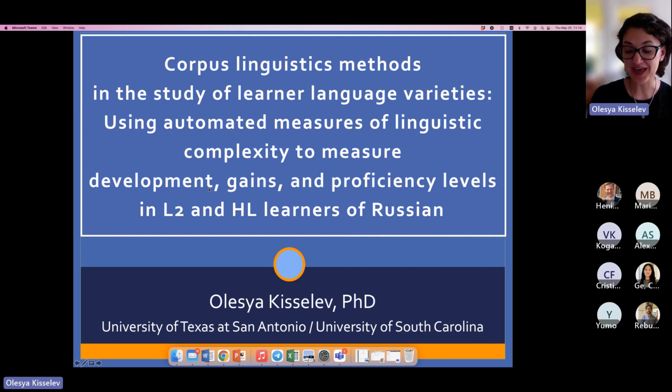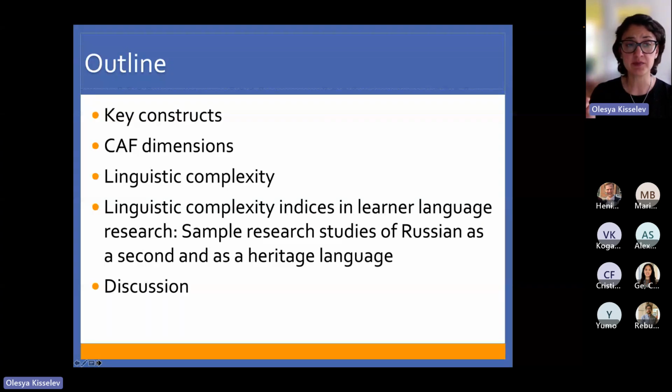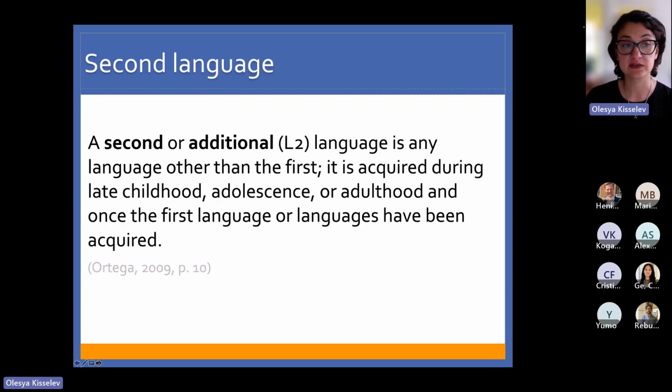Russian is the language I mostly focus on as of right now, at least, although I do hope to expand my research into other heritage languages as well. So what I hope to cover today is to talk very briefly about the key constructs, to very briefly talk about the CAF dimensions and linguistic complexity specifically, and then look at different linguistic complexity indices as applied to the analysis of learner language, Russian specifically, through the work that I have done so far. And hopefully we'll have a few minutes to discuss these various ideas.